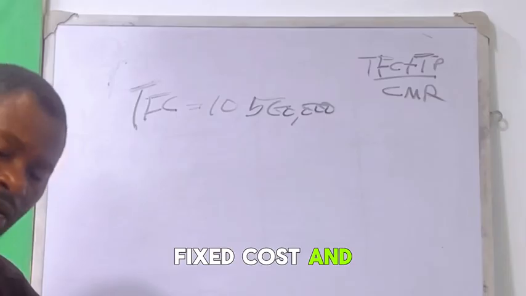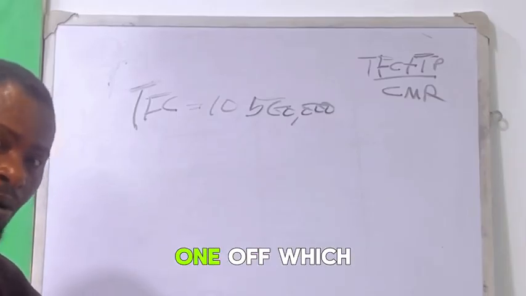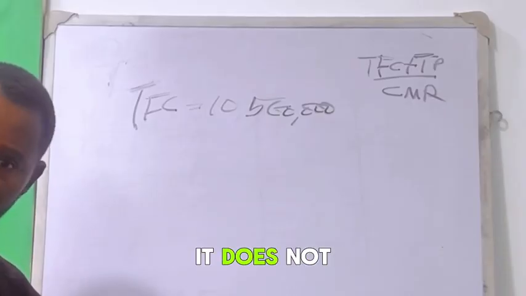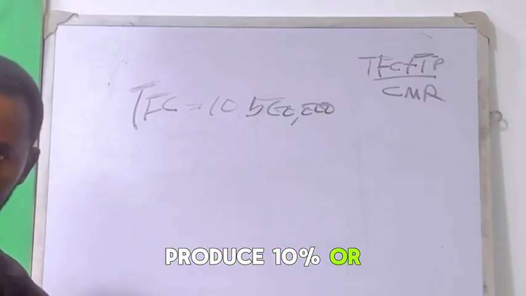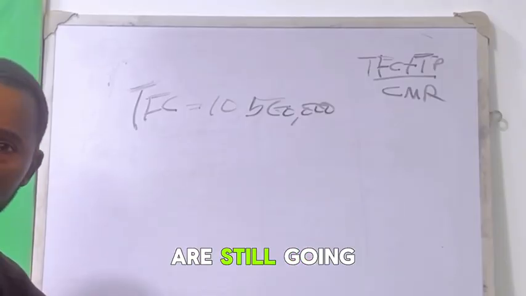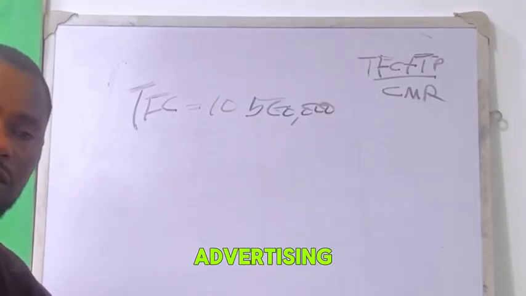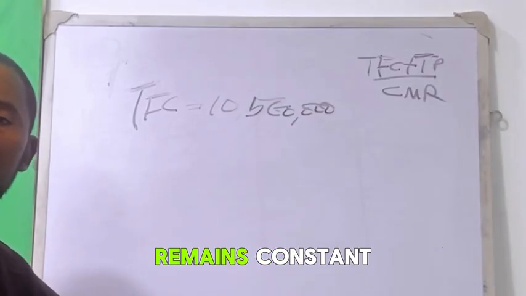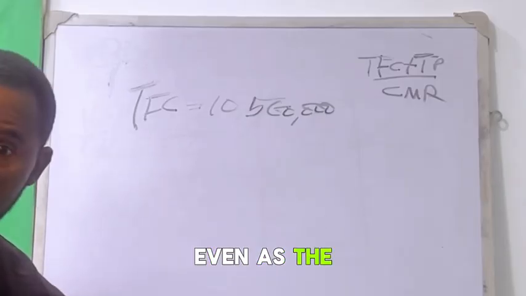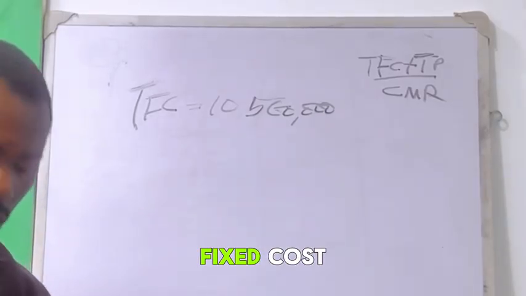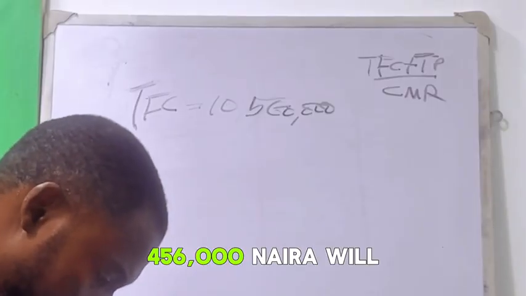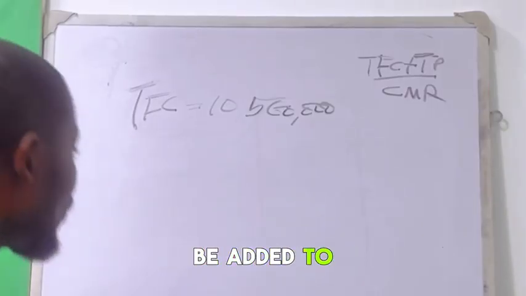It is a fixed cost, and it's very likely a one-off, which is fixed. It does not matter whether you produce 10% or 20% or 30%. You are still going to pay the same for your advertising. So it is a cost that remains constant even as the level of activity is changing. So that's a fixed cost. So we say 456,000 naira will be added to our fixed cost.